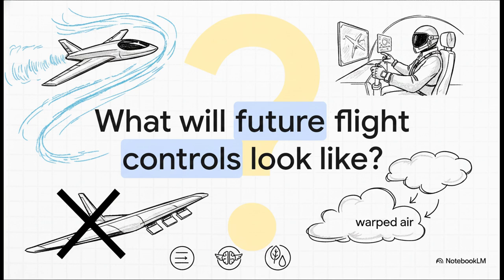But as we wrap up this explainer, I want to leave you with a provocative thought. Aviation is literally always evolving. As aircraft keep pushing the boundaries of extreme speed, autonomous flight, and unprecedented fuel efficiency, what will the flight controls of tomorrow look like? Are we even going to use physical flaps, or will we find new ways to warp the air itself?